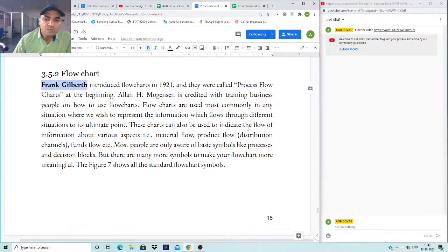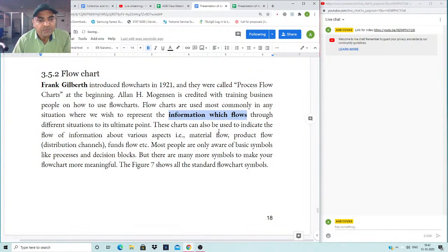So flowcharts are used most commonly in any situation where we wish to represent the information which flows through different situations to its ultimate point. Ultimately, this is nothing but the flow of information, how information is flowing. These charts can also be used to indicate the flow of various aspects like material flow, product flow, fund flow, etc. Most people are only aware of some of the basic symbols like processes and decision blocks, but there are many symbols that can be used in a flowchart to make it more unique.